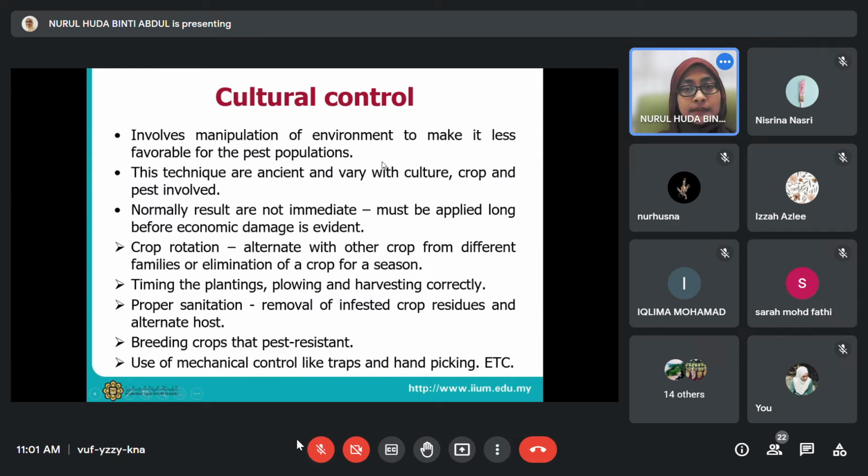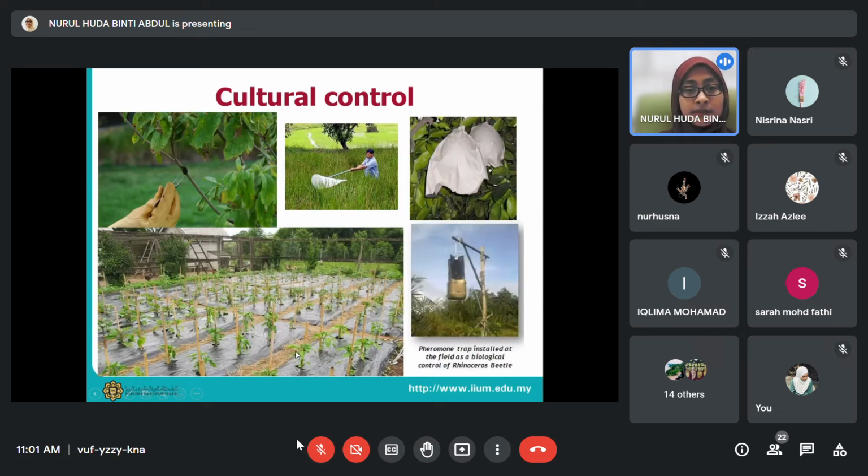And same as what I said earlier, we combine the mechanical control like traps, hand picking and so on. Okay, this is the picture. This is hand picking, this one you use a net, and this is bagging, and then this one we do mulching using plastic bag and also straw, and this is the pheromone trap to control the rhinoceros beetle.